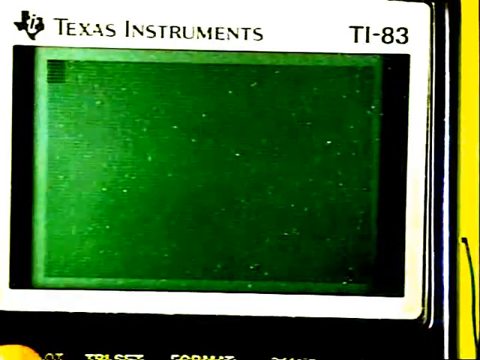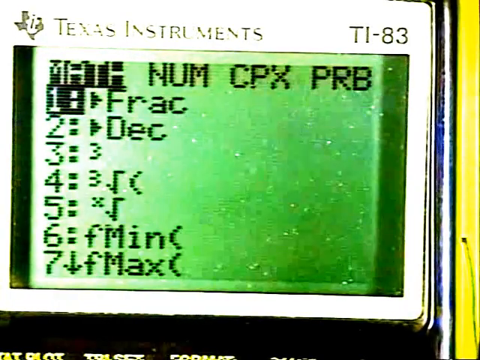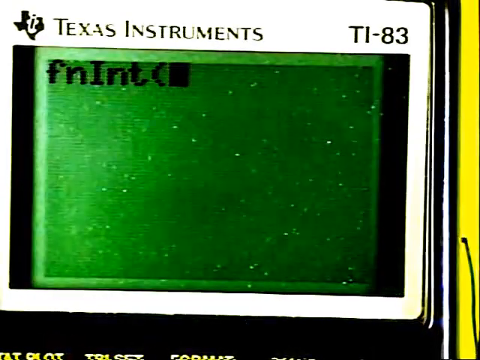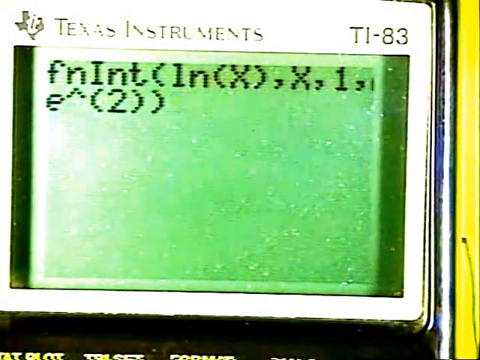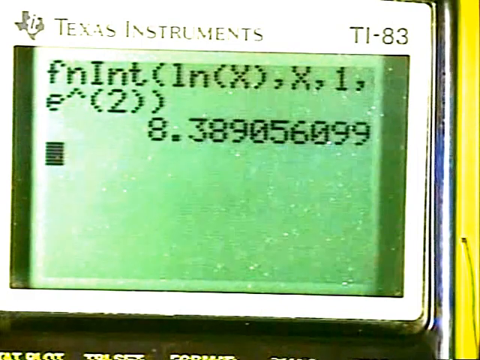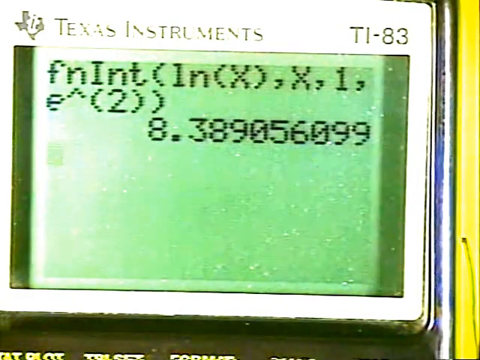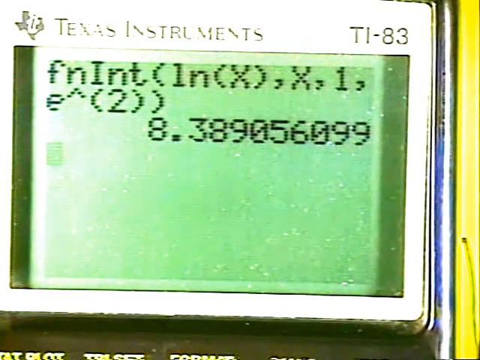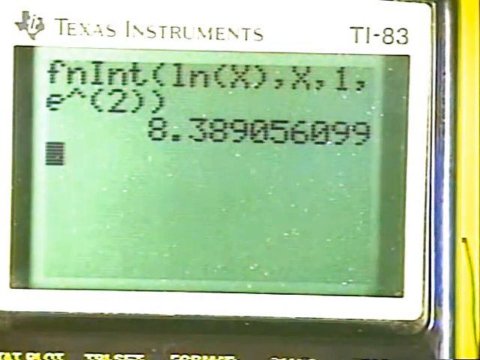First you go to fnInt, so Math 9. Then you put in the natural log of x, comma x, from 1 to e squared. That's pretty easy, right? And it gives you the answer. How would you write that answer if you had to write it on the test? 8.389. Right, 3 decimal places.